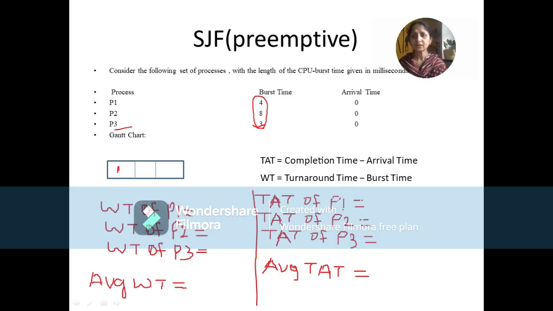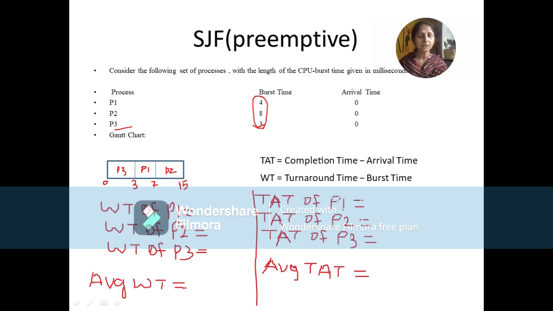So in our Gantt chart, we write P3. P3 gets inside at time 0. What is the burst time of P3? 3. So P3 gets executed at time 3. Next smallest process is P1. So P1 gets the chance to get inside the CPU. What is the burst time of P1? 4. So 4 plus 3 is 7. So at time 7, P1 is fully completed. And at the end, P2 gets the chance to get inside the CPU. And what is the burst time of P2? The burst time of P2 is 8. 8 plus 7 is 15.